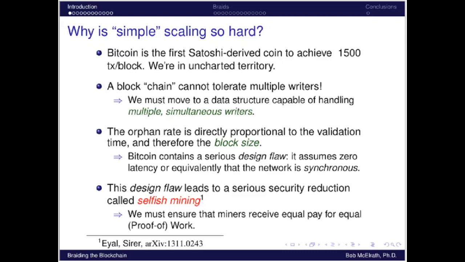This design flaw leads to a rather serious security problem, and that is called selfish mining. Eyal and Sirer up at Cornell wrote a paper about this a couple years ago, pointing out that this actually reduces the security of the chain from 51%, as we expect, to much lower than that. So this is a serious problem we have to fix.